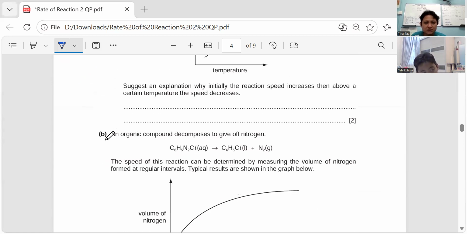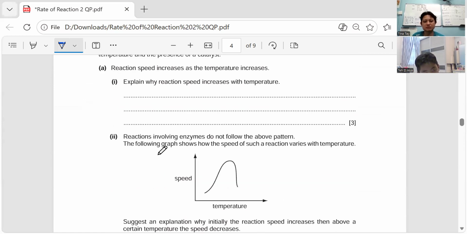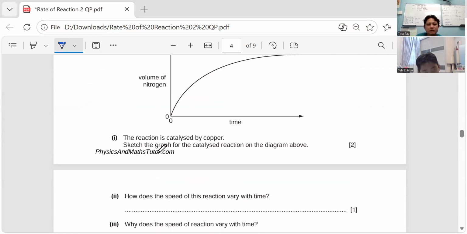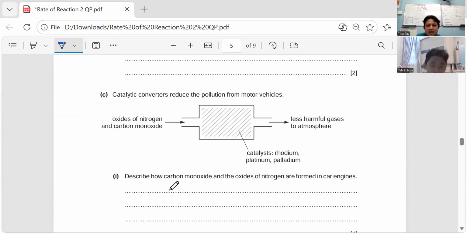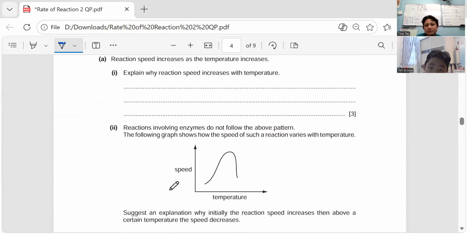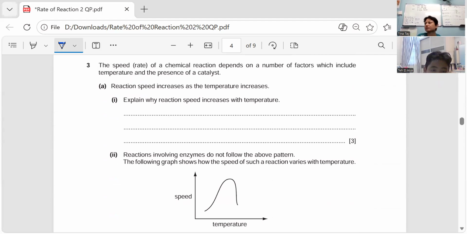And then, question 3 you do now. Question 3, you do until here. Then for C, I will teach you how to do. So you do A and B, number 3, A and B. Just do A and B. C, I'll teach you how to do.